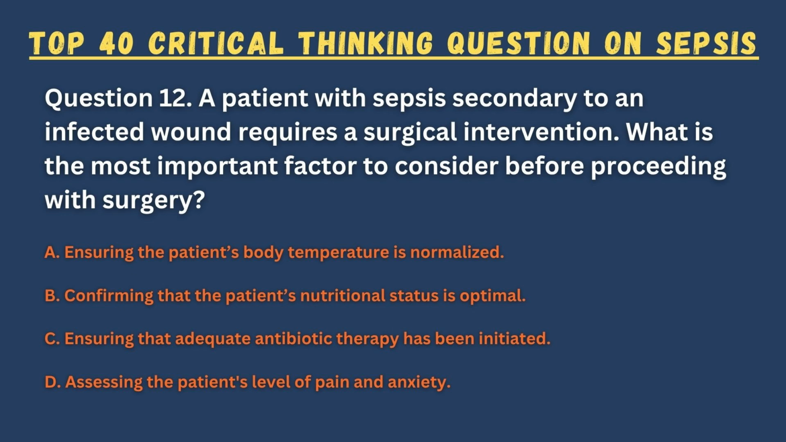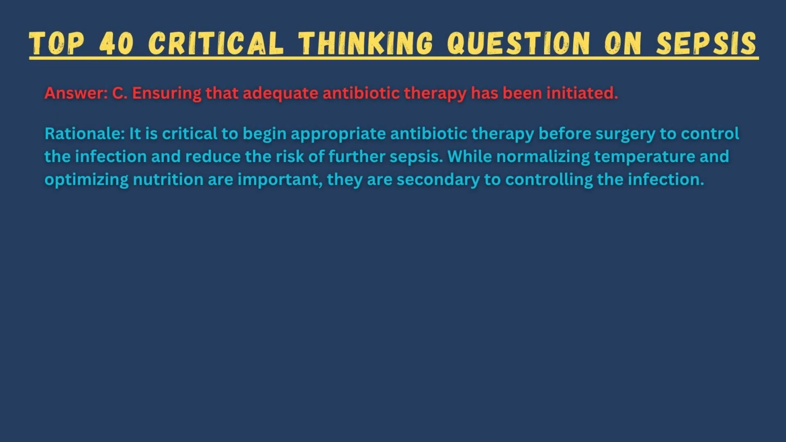Question 12. A patient with sepsis secondary to an infected wound requires a surgical intervention. What is the most important factor to consider before proceeding with surgery? A. Ensuring the patient's body temperature is normalized. B. Confirming that the patient's nutritional status is optimal. C. Ensuring that adequate antibiotic therapy has been initiated. D. Assessing the patient's level of pain and anxiety. Answer: C. Ensuring that adequate antibiotic therapy has been initiated.